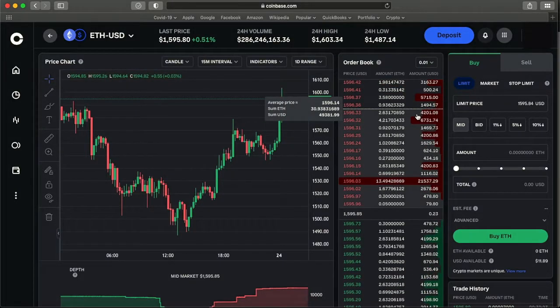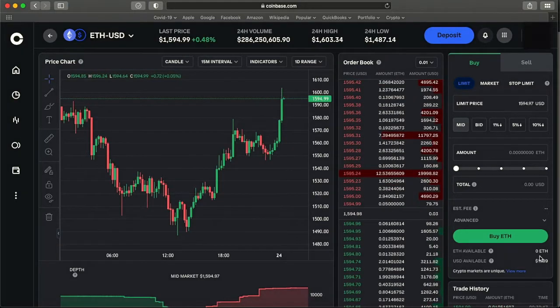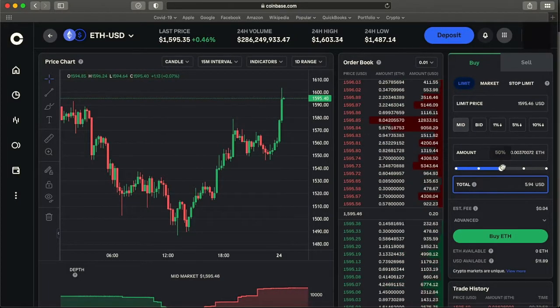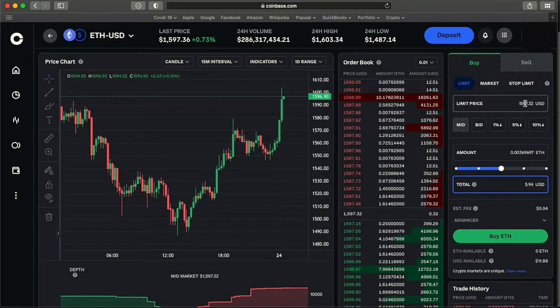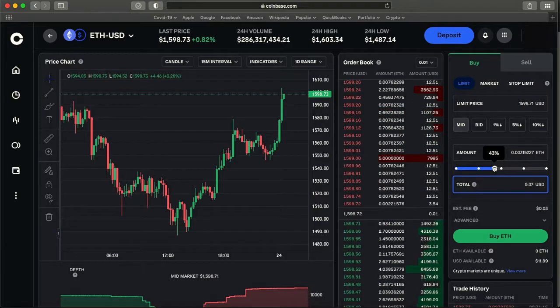So since I have USD available, $11.89, I can do my amount. Let's do 50%, which will give me a total of $5.94. I could probably try and move that down to get it closer to $5.